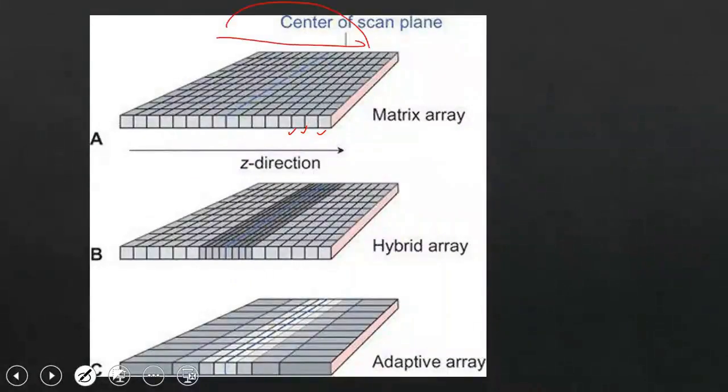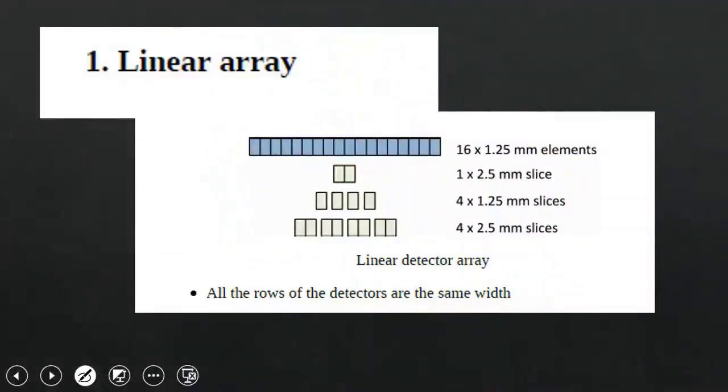Do you want to visualize the position of the detector relative to the patient to make the image clear? The same idea applies here, or like row position in a crowd. The matrix array or linear detector means that I have all these rows or all the detector widths available. I have 16 rows of detectors and all the detectors in each row are equal in width. For example, I have 16 detectors, each with a size of 1.25 millimeters.